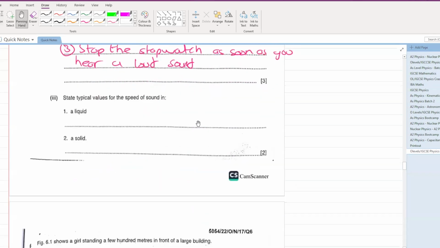State a typical value for speed of sound in liquid. The typical value for speed of sound in liquid is 1000 ms minus 1. For solid, I have already told you it is 2500 ms minus 1. Let's move on to question number 6.